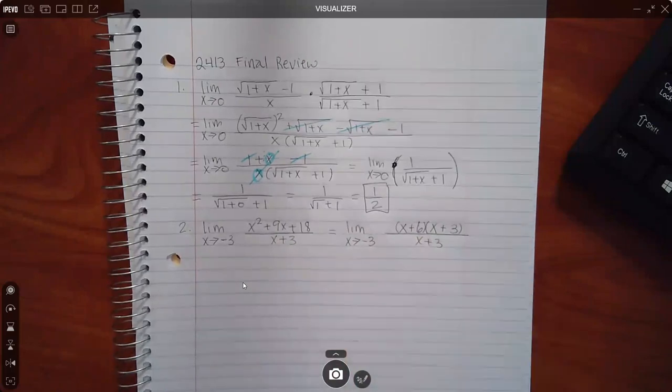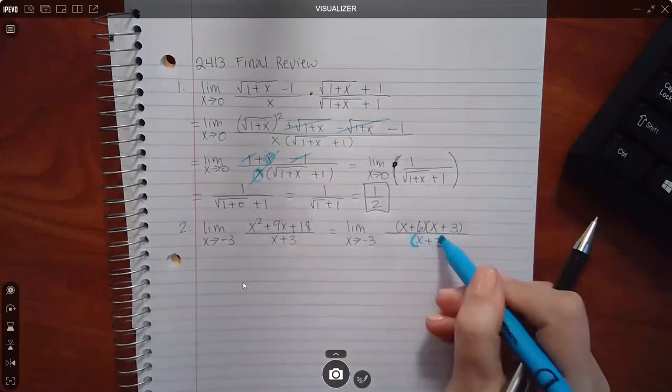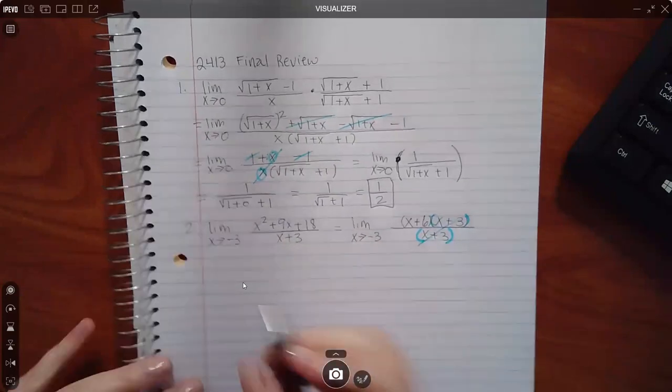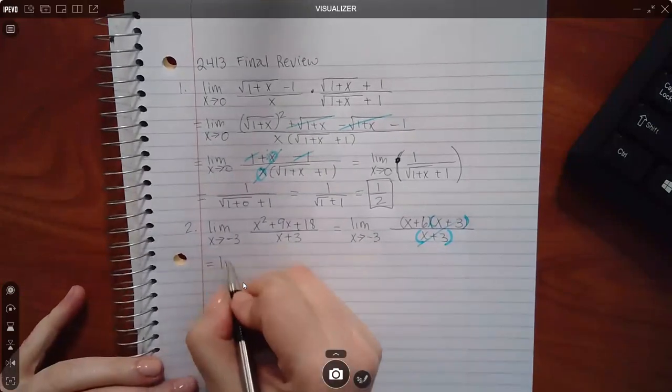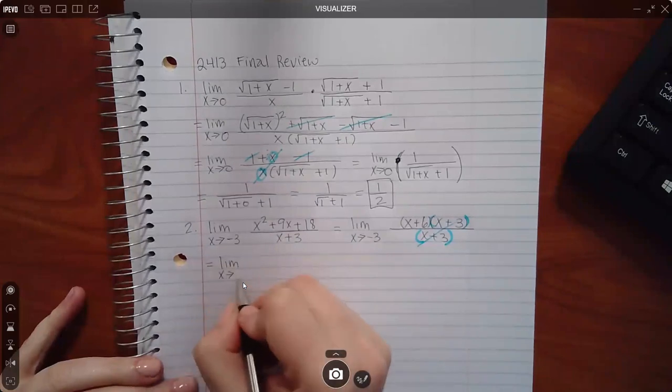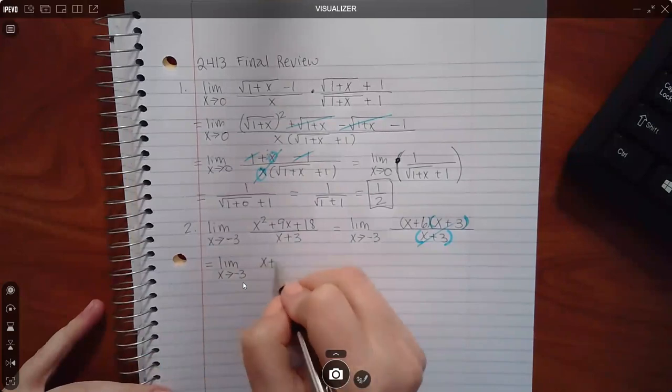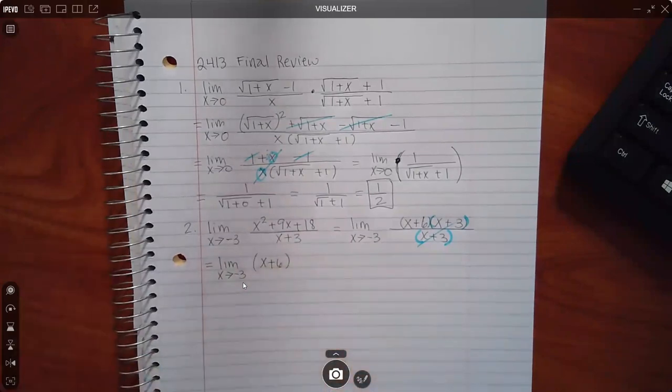So these guys will cancel. This whole factor will cancel with this whole factor. And believe it or not, I still have people in Cal 2 trying to cancel terms instead of factors. So please stop. Don't do it. Do it in here and don't do it in the next class.